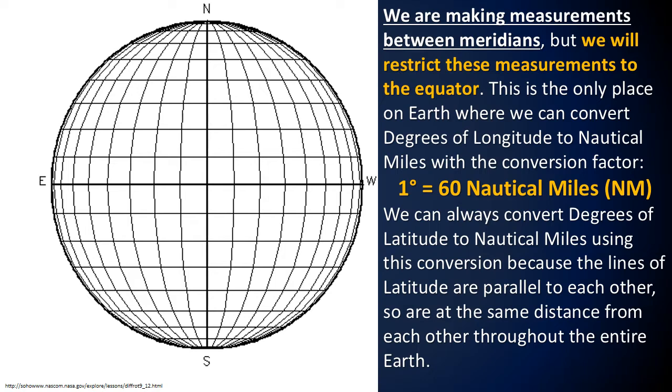We are making measurements between meridians, but we will restrict these measurements to the equator. This is the only place on Earth where we can convert degrees of longitude to nautical miles with conversion factor 1 degree equals 60 nautical miles. We can always convert degrees of latitude to nautical miles using this conversion, because the lines of latitude are parallel to each other, so are at the same distance from each other throughout the entire Earth.